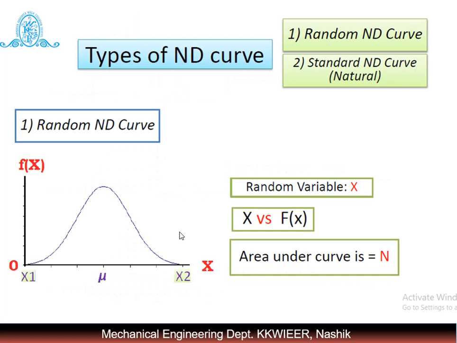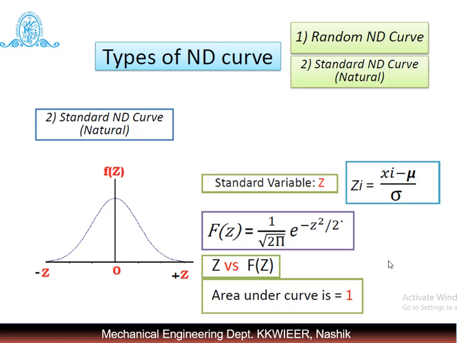If you look at the types of normal distribution curve, there are two types: the random normal distribution curve and the standard normal distribution curve. In the random or natural distribution curve, the random variable used is x, so x versus fx. The area under the curve is capital N, the total of all observations. That is called the random normal distribution curve.